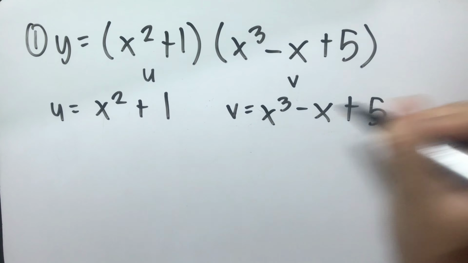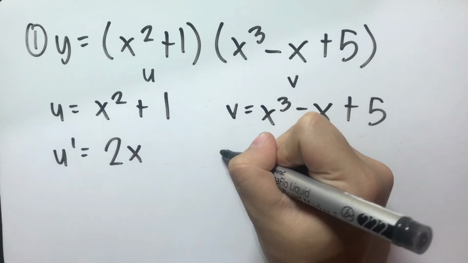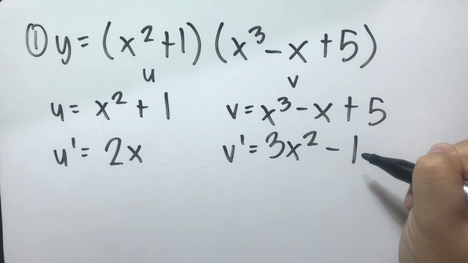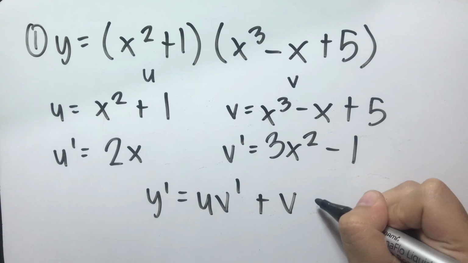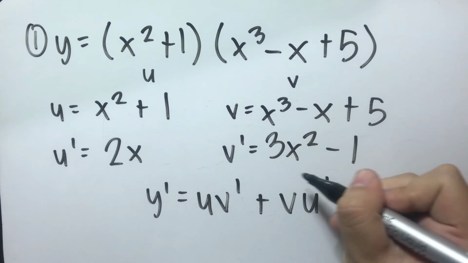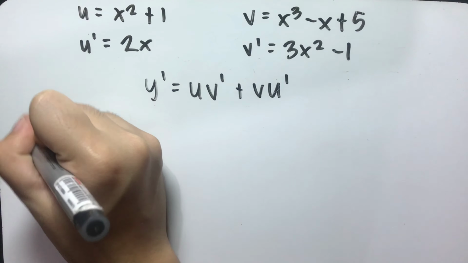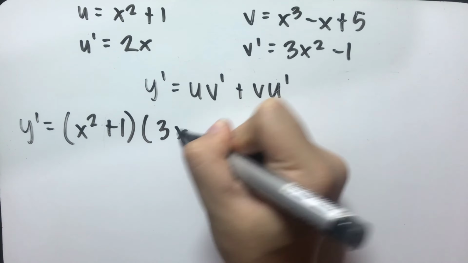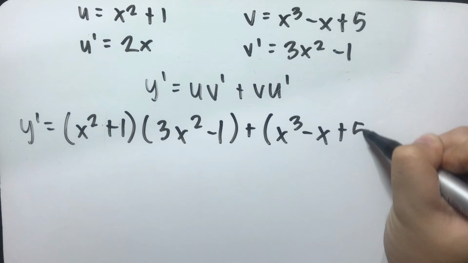So u prime is equal to the derivative of this, which is 2x, and v prime is equal to the derivative of this, which is 3x squared minus 1. And then we will apply the formula y prime is equal to uv prime plus vu prime. We just have to substitute each of these values to this given formula. So now we have y prime is equal to the quantity x squared plus 1 times the quantity 3x squared minus 1 plus the quantity of x cubed minus x plus 5 times 2x.